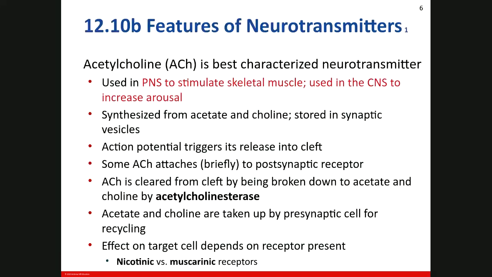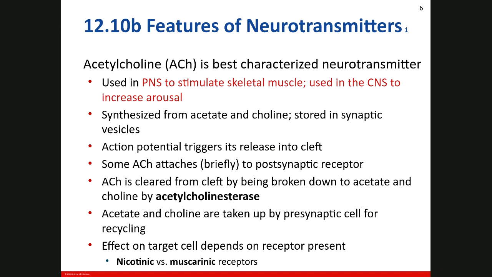In this slide, I want to talk about the function of acetylcholine. Acetylcholine is the best characterized neurotransmitter. It's used in the peripheral nervous system for stimulation of skeletal muscle and in the central nervous system to increase arousal.